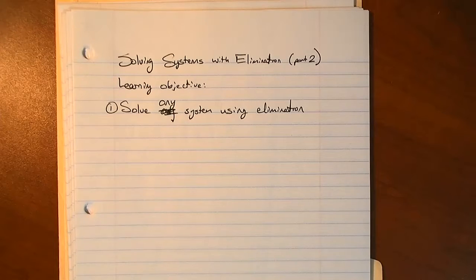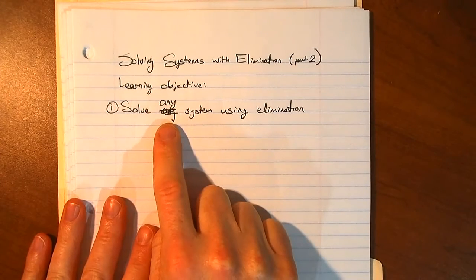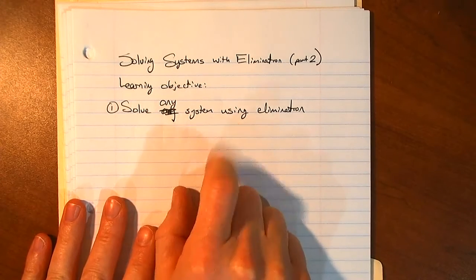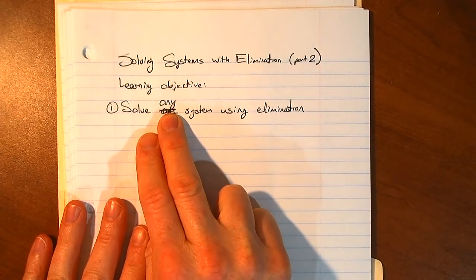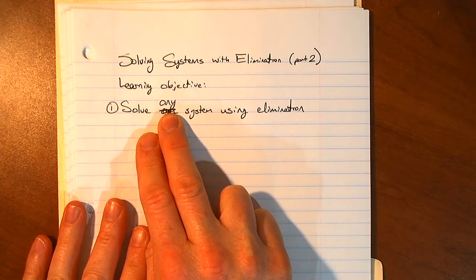Only one learning objective again for this video: simply be able to solve problems with elimination. Last time, if you remember, the learning objective said solve simple systems with elimination. Now it says solve any system. And that does include recognizing when a system has no solution or when it has infinite solutions.